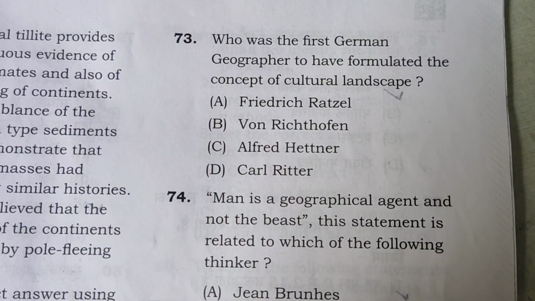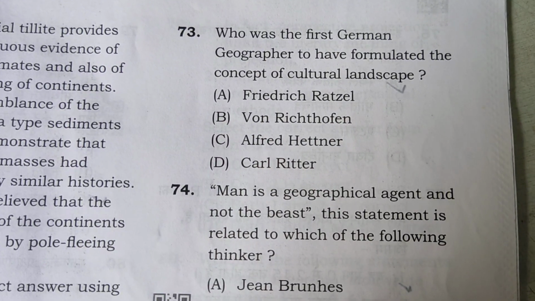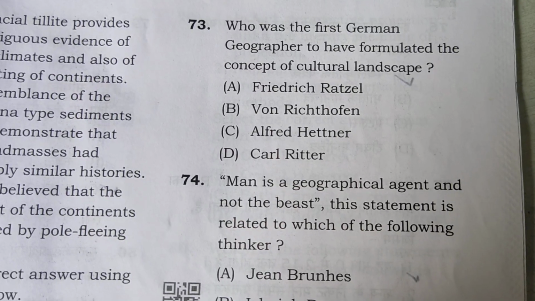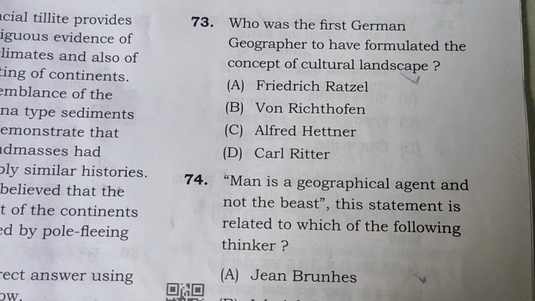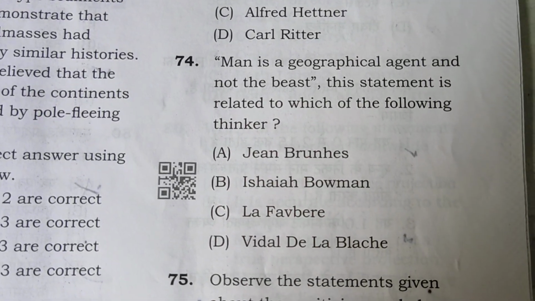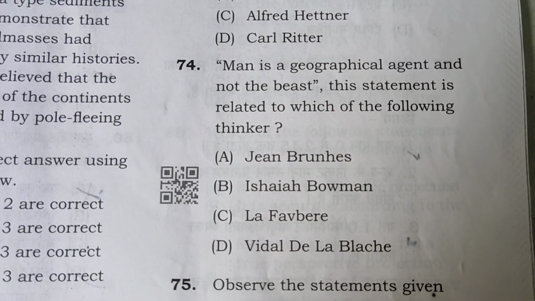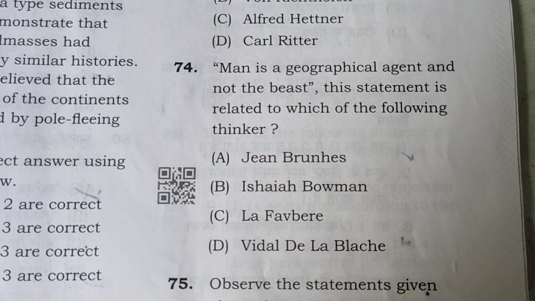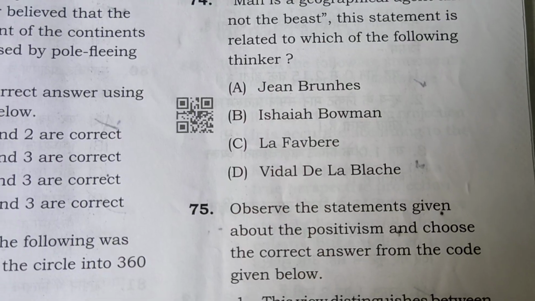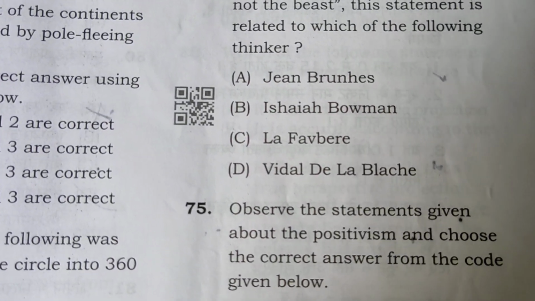Who was the first German geographer to have formulated the concept of cultural landscape? Friedrich Ratzel. A option is correct. Man is a geographical agent and not a beast. This statement is related to which of the following thinkers? Lefebvre.